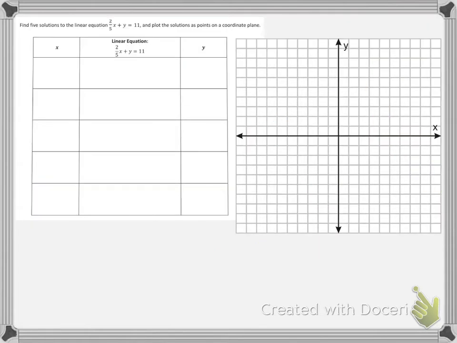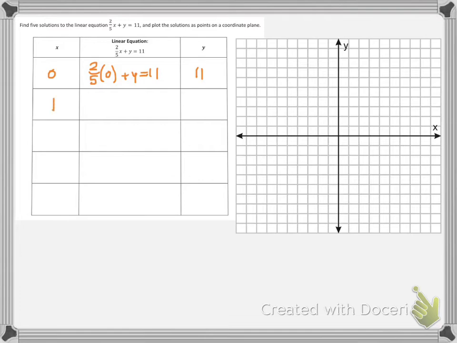Let's do another one. 2/5 x plus y equals 11. This time the coefficient is on x, so I'm going to choose x. Let's make x 0. If x is 0, I get 2/5 times 0 plus y equals 11. And that's 0 plus y equals 11, so y equals 11, that's it. If x is 0, y is 11.